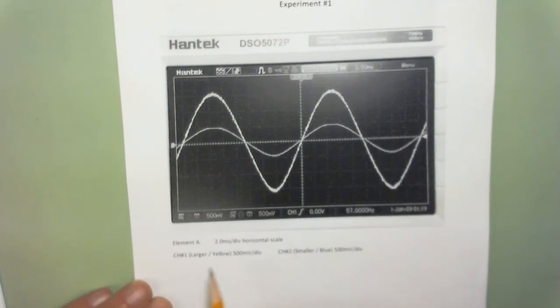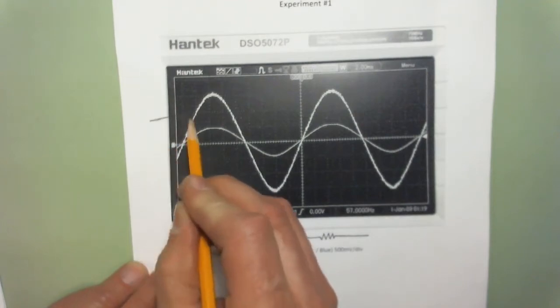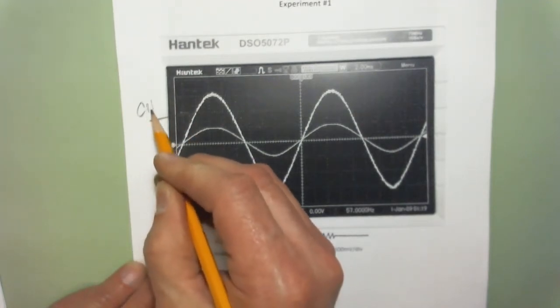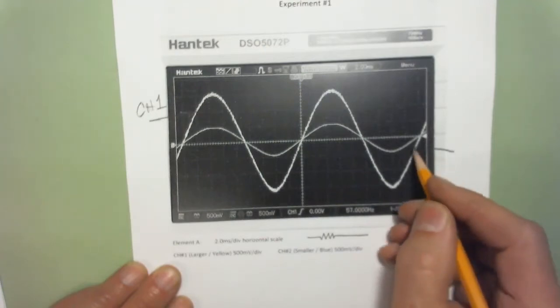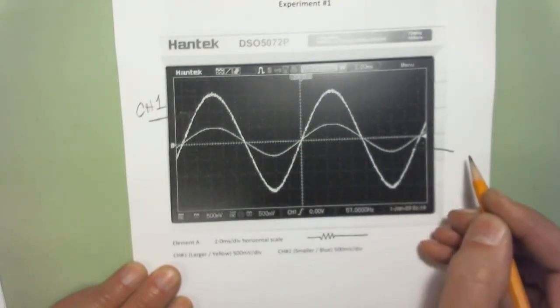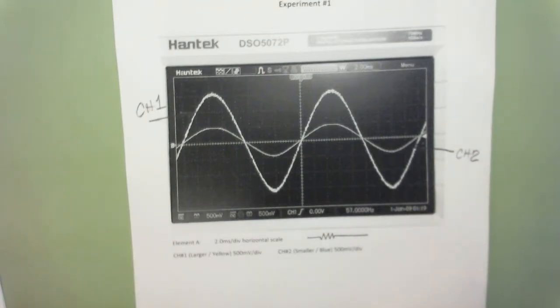So this is element A. This is the resistor. So I'll just put some notes on this. This is the resistor. So we would expect, and when we have channel 1, that's the larger one, and if you're looking at this in color, that's the yellow one. So this is channel 1. And then this guy over here, the smaller one, that's channel 2.